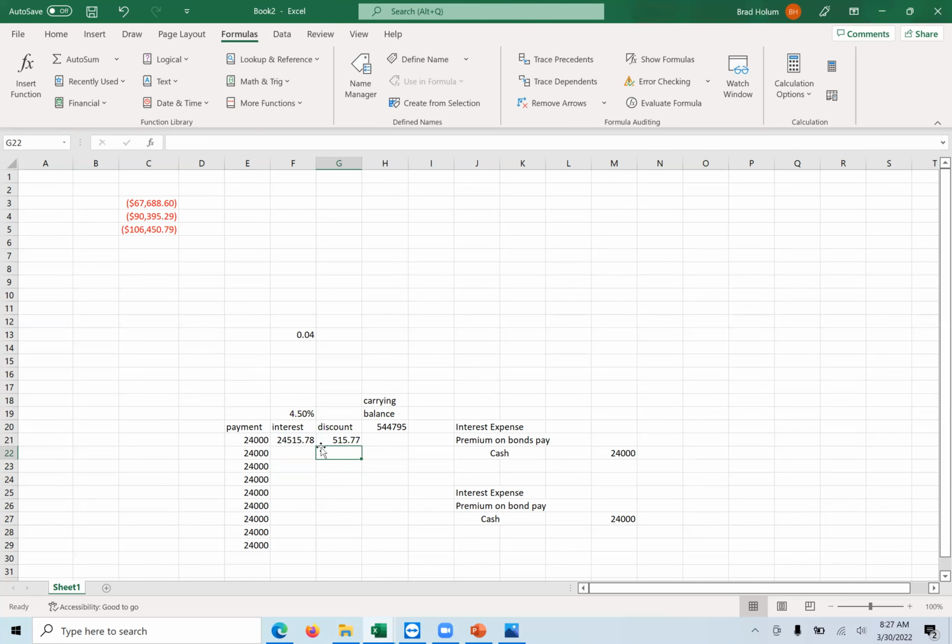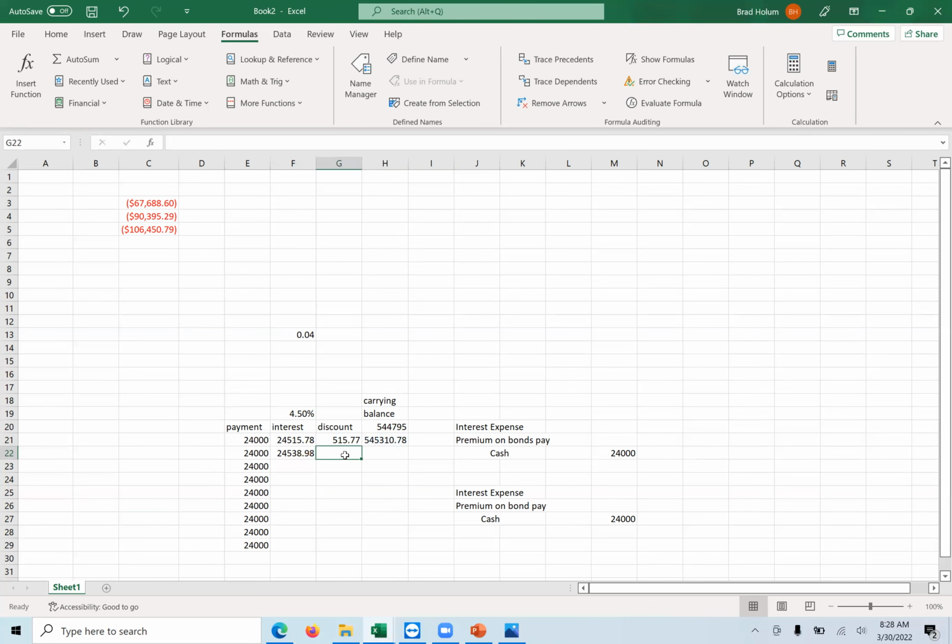That discount needs to be added to the carrying balance of the loan. So after that first payment, the carrying balance is now 545,310.78. Now, to do the next payment, we're going to take the new carrying balance times 4.5%.